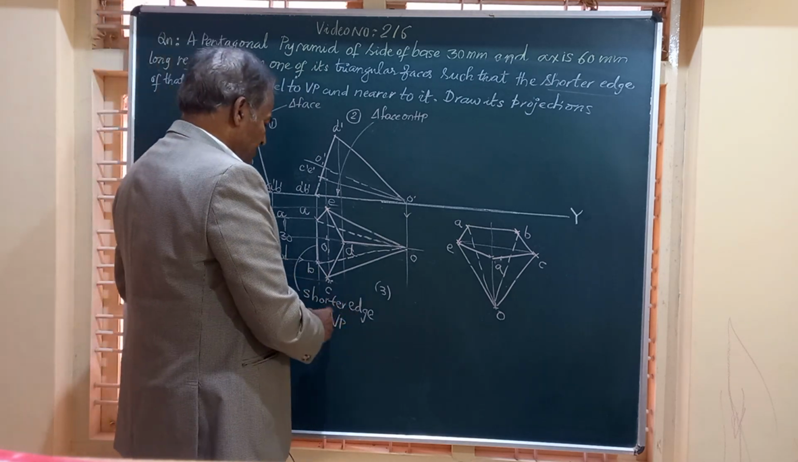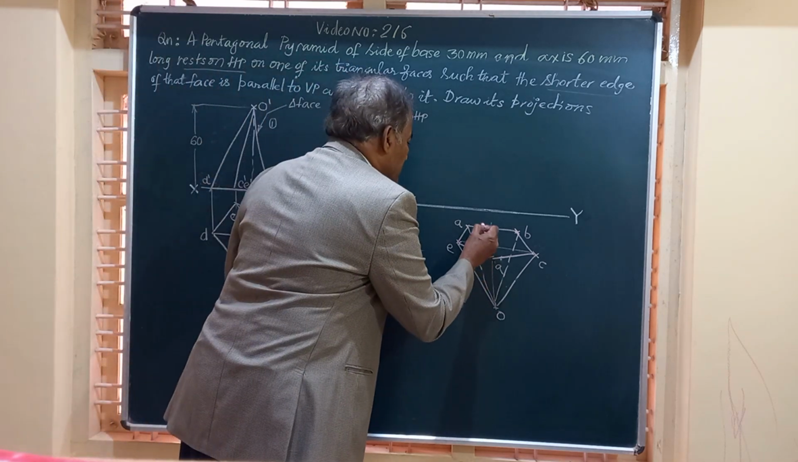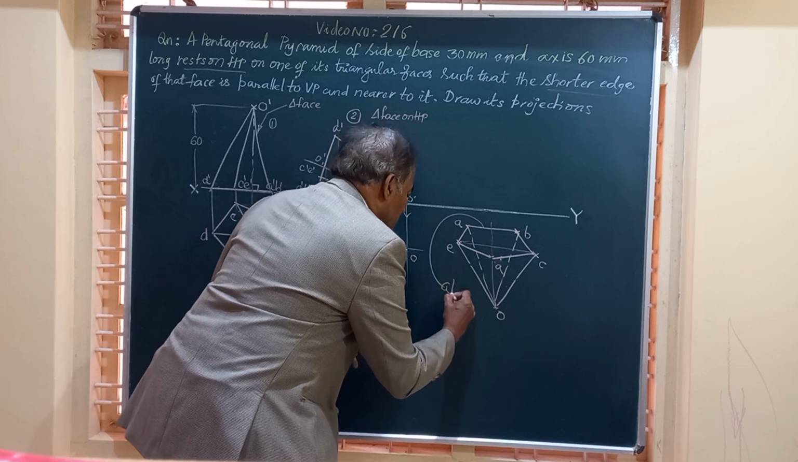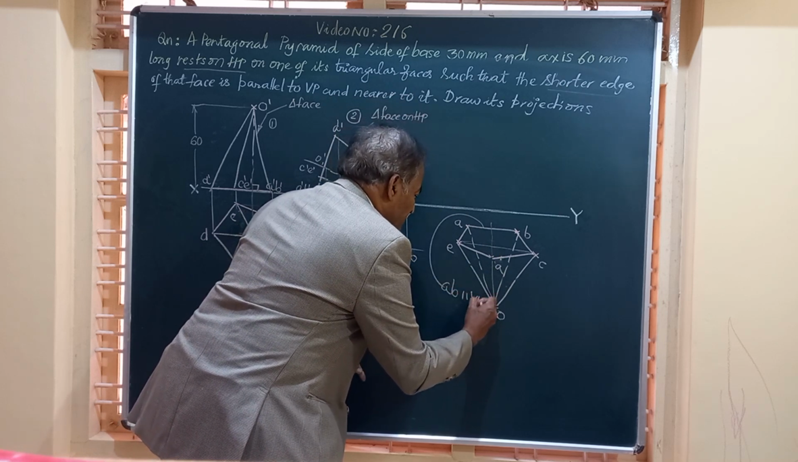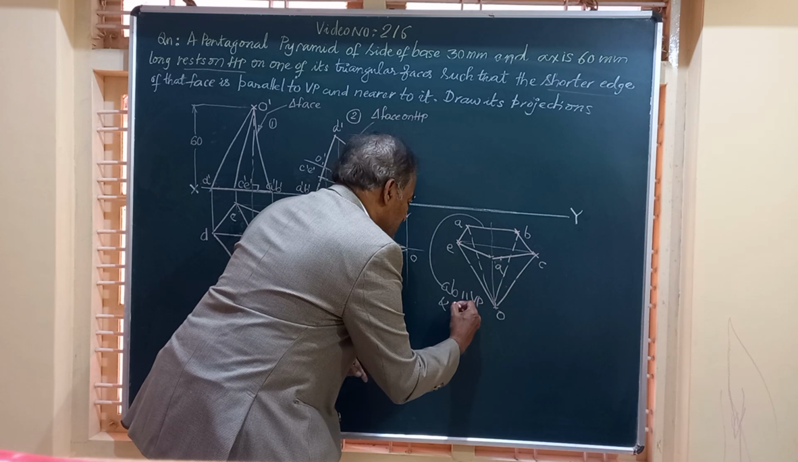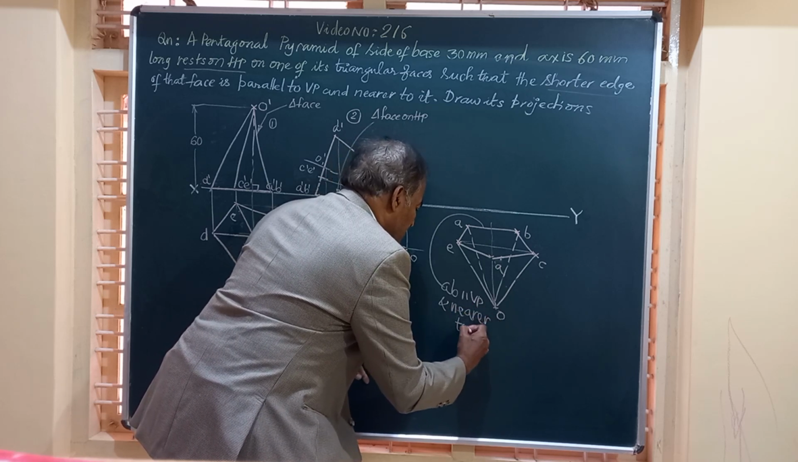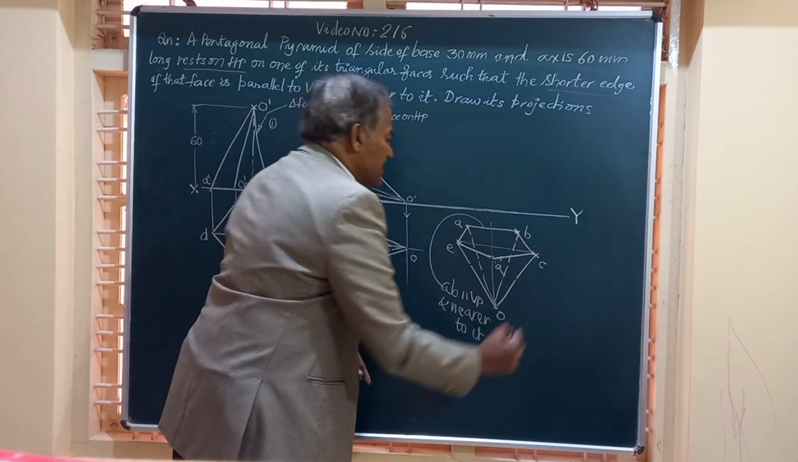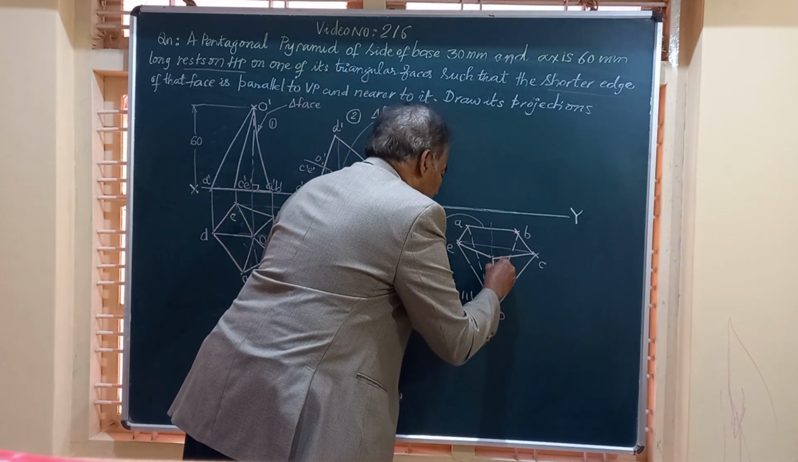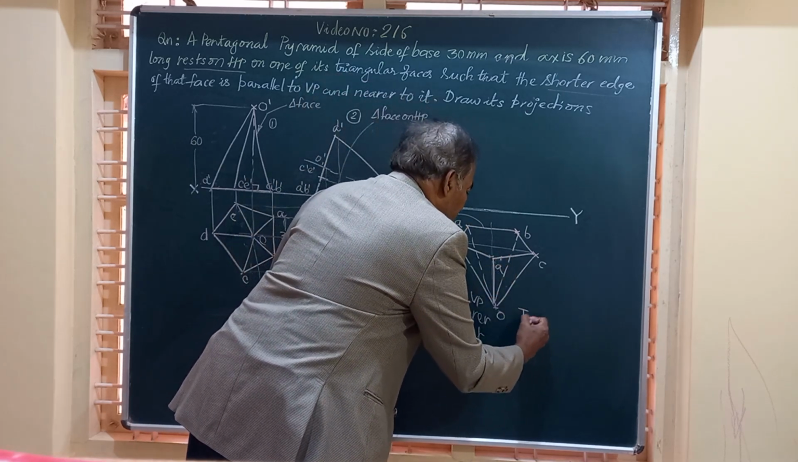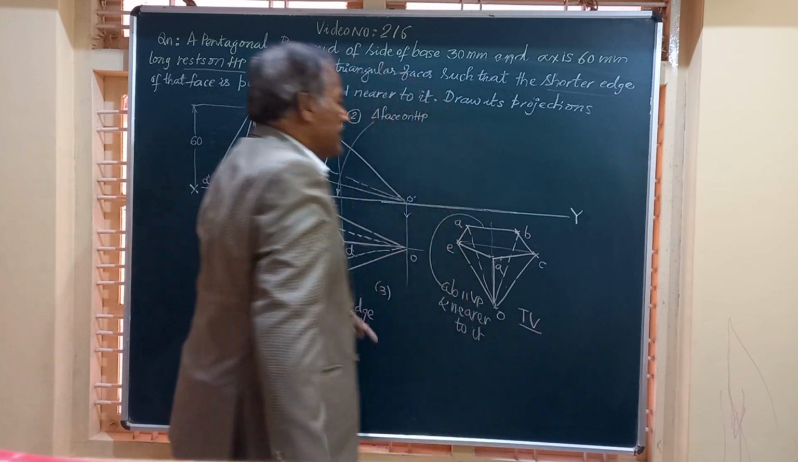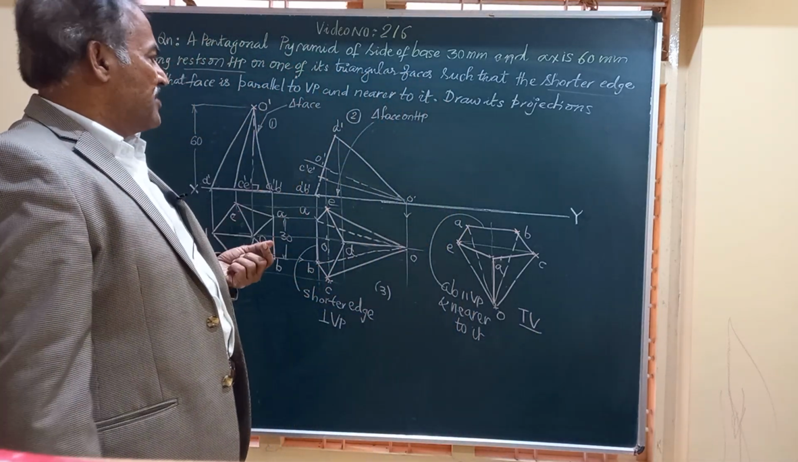Now friends, you can see the shorter edge AB is parallel to VP and nearer to it. As per the question, nearer to VP. And this will give you the final top view of the pyramid, and we have to get the front view.